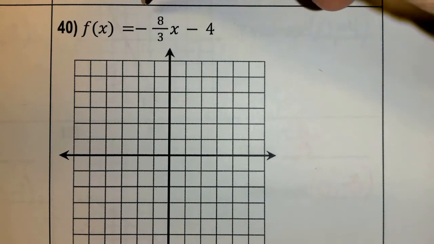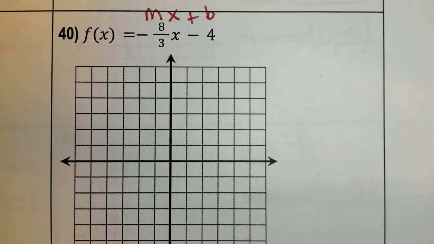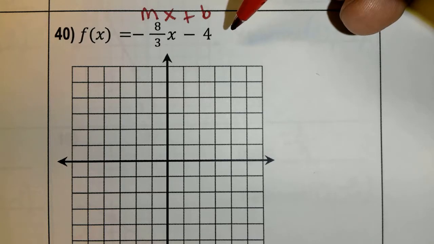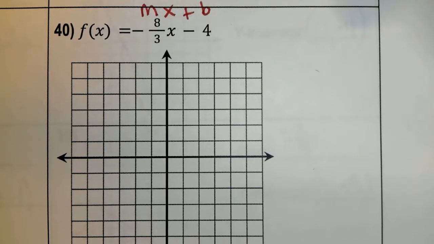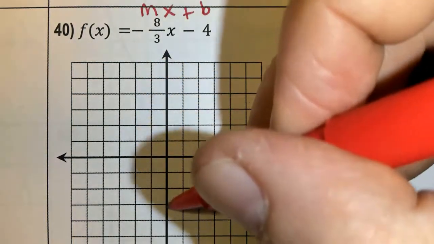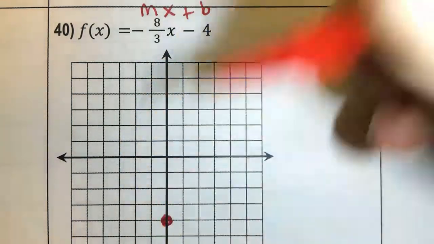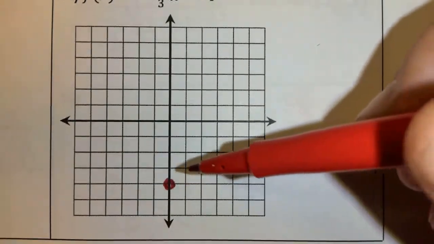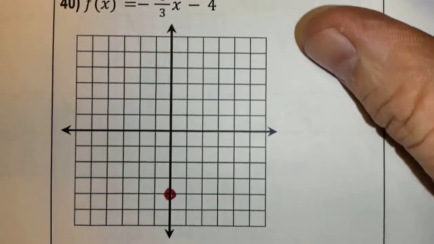All right, 40. So I have mx plus b. Slope is negative 8 over 3, so I'm going to go down. And my b is negative 4. Okay. So I begin with b. So I go down 1, 2, 3, 4. And then from that point, I'm going to use my slope. So I go down 8, right 3. Sorry. So down 8. Well, I can't go down any further, so I have to go backwards.